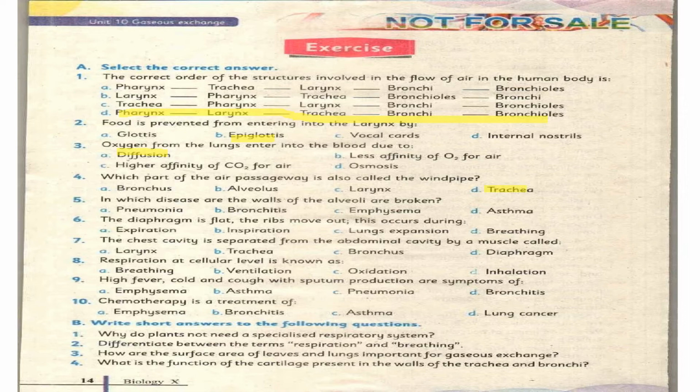In which disease are the walls of the alveoli broken? Emphysema. When the diaphragm is flattened, the ribs move out. This occurs during inspiration. The chest cavity is separated from the abdominal cavity by a muscle called the diaphragm.